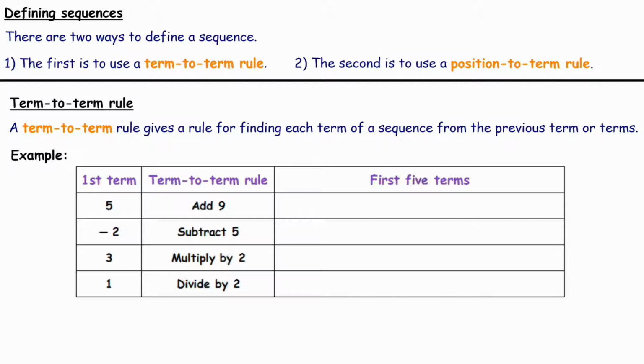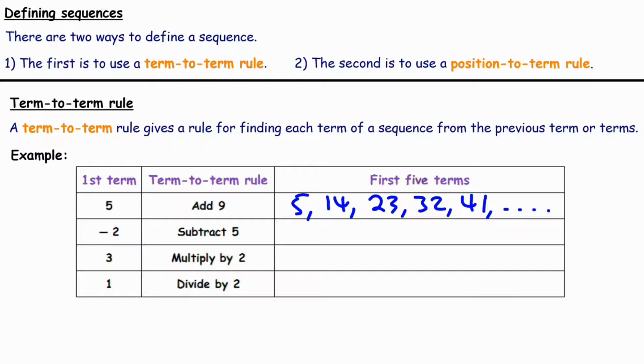find the next terms. In the first example, we have 5, and the term-to-term rule is add 9. So you're going to add 9 to the previous term to get the next term. 5 is the first term. The next term will be 14, because if you add 9 to 5, you get 14. To get the next term, you add 9 to 14 to get 23. Then you add 9 to 23, you have 32. You add 9 to 32 and you have 41. So that's how the term-to-term rule works.